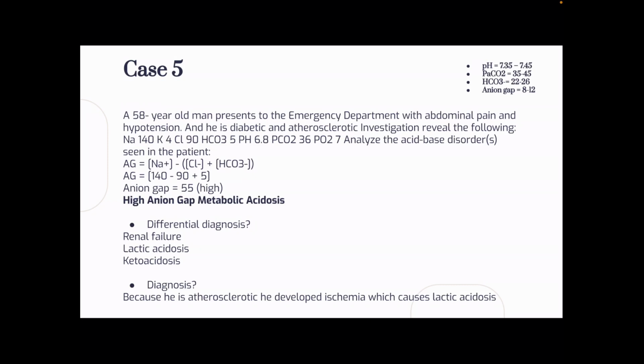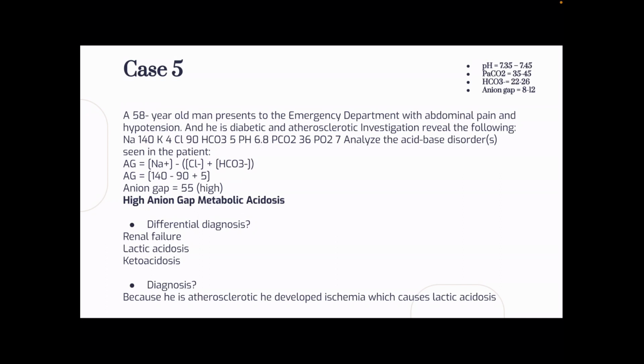So here we have in case 5, a 58-year-old man who presents to the emergency department with abdominal pain and hypotension, and he is diabetic. Okay, diabetic. And atherosclerotic. Investigations reveal the following. Analyze the acid-base disorders in this patient. Well, after calculating the anion gap, it is 55, and this is high. Also, the pH level is 6.8. 6.8 is low, so this is acidosis. And let's look at the bicarbonate. It's 5. This is low.